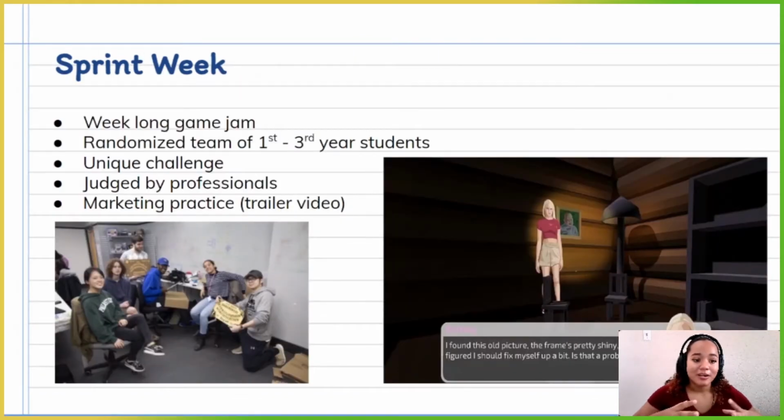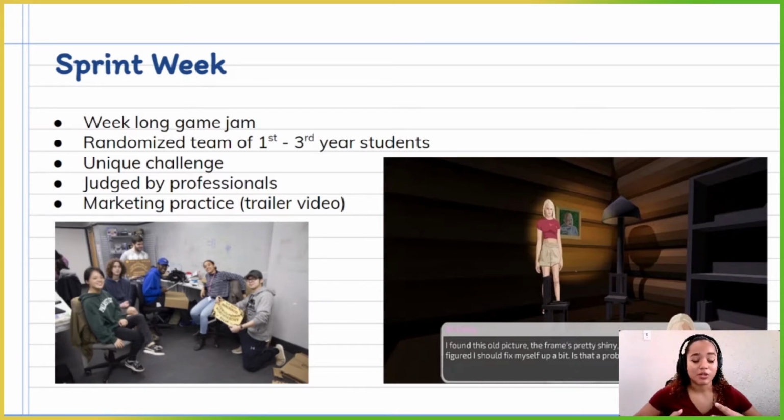A major thing that I really enjoyed about Sheridan is something that they call Sprint Week. So what that is, once every semester you have a week-long game jam. So you have a week to make a game based on a challenge that they present at the beginning of the week. And every semester is going to be a different, unique challenge.